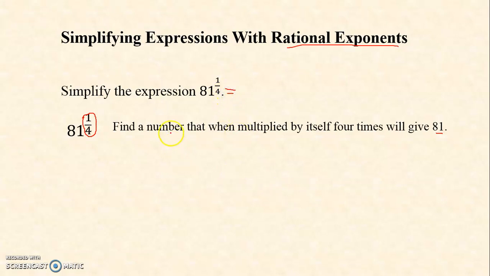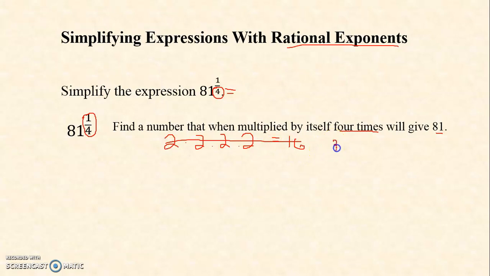Okay, so let us think of a number. Let us try 2. 2 times 2 times 2 times 2. Why? You're going to multiply it 4 times. Our denominator here is 4, so you're going to multiply it 4 times. So what is 2 times 2? That is 4. Times 2, that is 8. Times 2, that is 16. So that is not equal to 81. Okay? So 2 is not the correct answer.